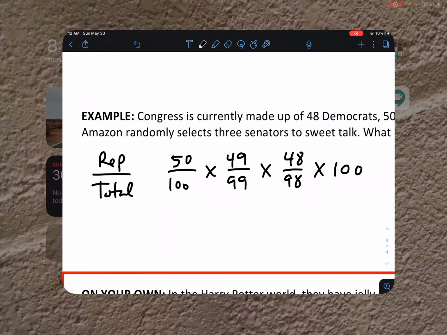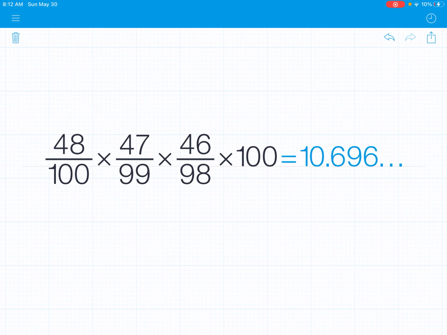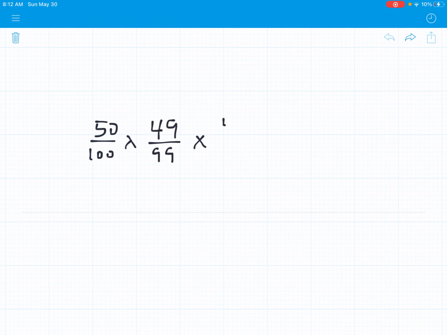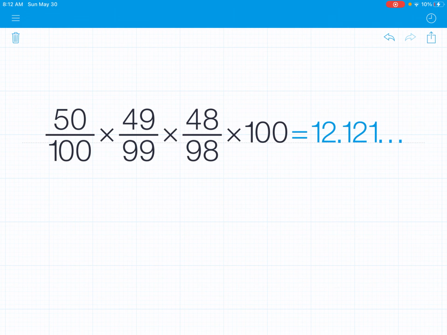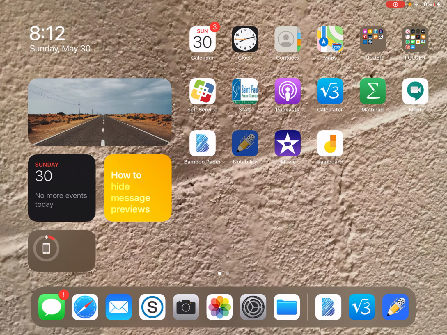Okay, let's see if I can get this one in there better than I did before. Too bad I can't just go edit that. Okay, so we have 50 over 100 times 49 over 99 times 48 over 98 times 100. Uh-oh, I think some of these are going to goof up. No, they all worked. There we go. 12.121. All right, that 1 means we leave the 2 alone, so it's 12.12%.